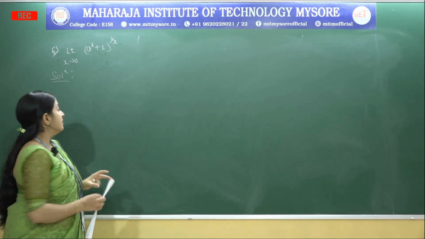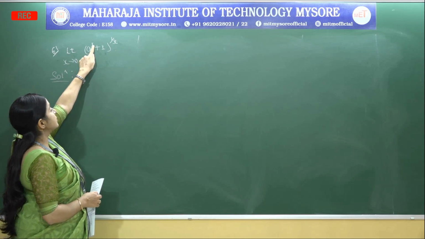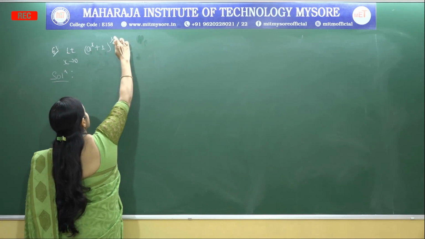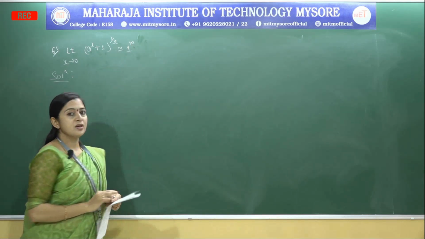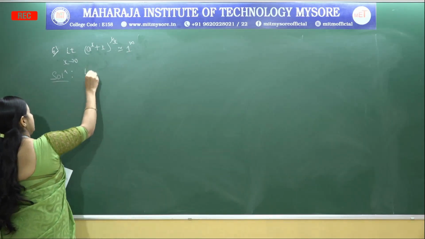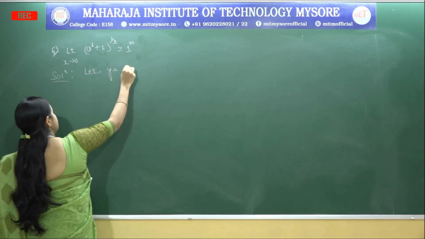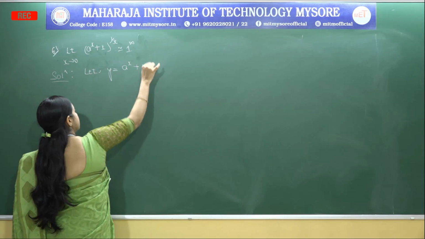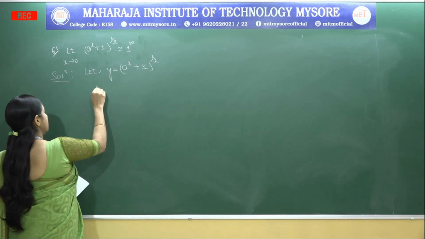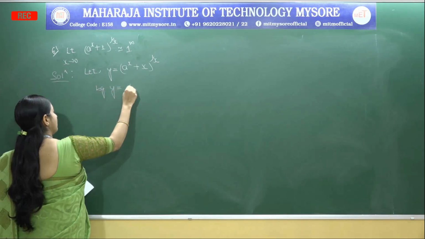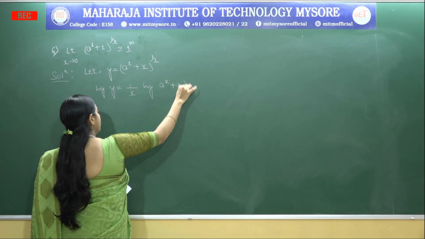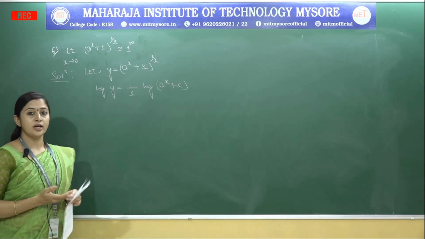So first you apply the limit as x tends to 0, a power 0 is 1, 1 plus 0 you will get the 1. Again 1 by 0 is infinity. So the given indeterminate form is 1 power infinity. First you take the given term as y, let y equals a power x plus x power 1 by x. Then take the log on both sides. Log y equals 1 by x log a power x plus x. I apply the property log a power m, m log a.